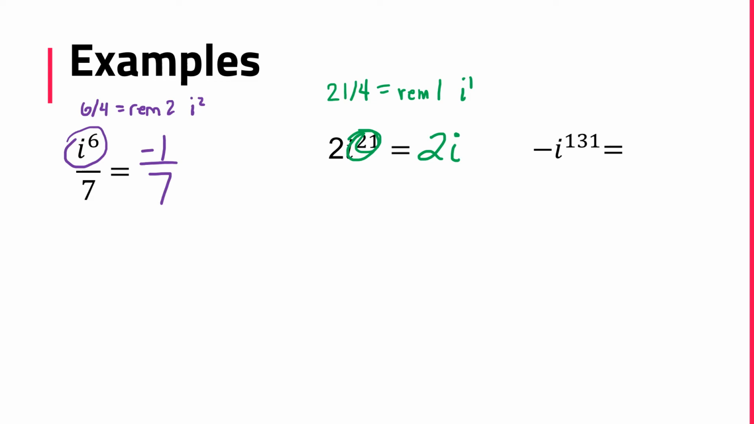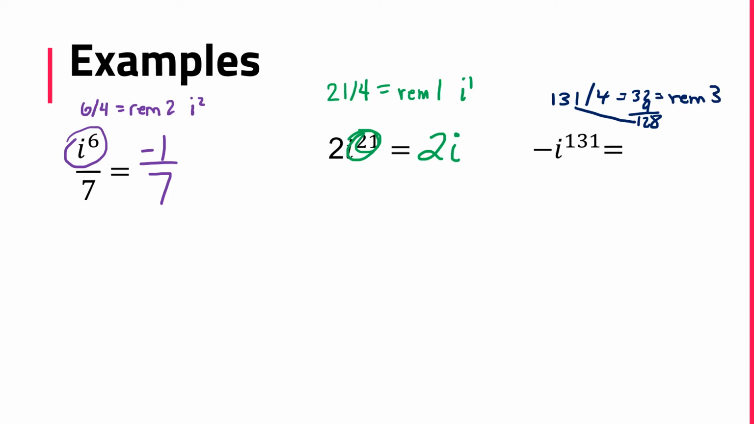131. So when you get really large numbers, think about that. I want to take 131 and I want to divide it by 4. So it fits in 32 times. If I take 4 times 32, that's 128. That means I have a remainder of 3. Remainder of 3. So you've got to find out how you can figure that out.